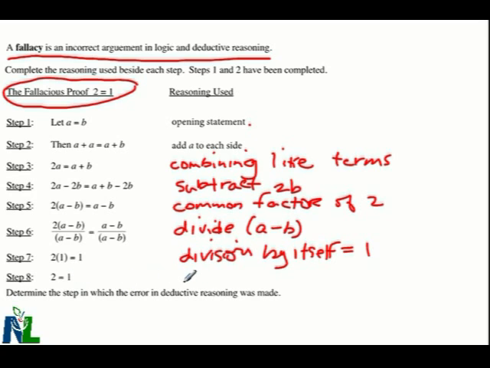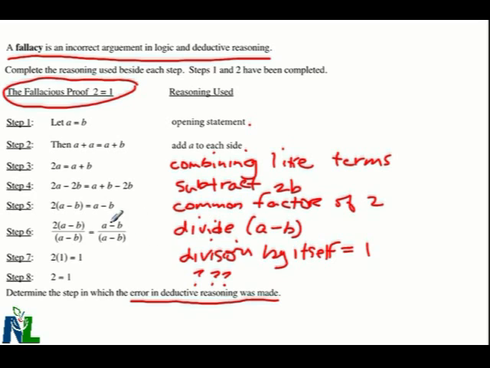So this is where we question our logic. Quickly we'll go back and take a look to see in which step we made an error in deductive reasoning, because there has to be an error somewhere along here. A equals B, opening statement, fine. Add A to both sides, that's fine. Combine like terms is fine. Subtract 2B from both sides is fine. Bringing out a common factor on the left-hand side is okay.